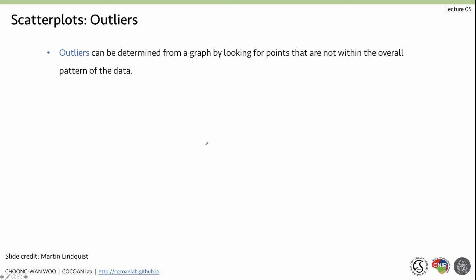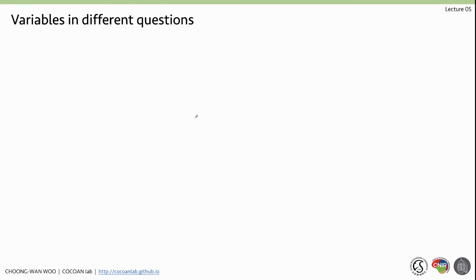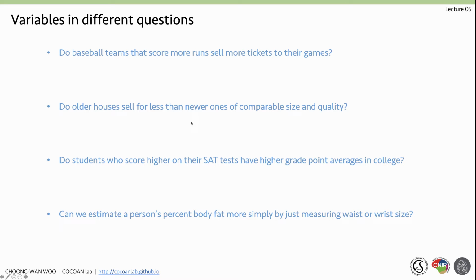The last one is outliers. Outliers can be determined from the graph by looking for points that are not within the overall pattern of the data. So here, this is a nice linear relationship, but there is one dot here. This we can see by eye, we can see this is an outlier. So there could be many different questions, and the first thing we need to do is to define the variables. What is x? What is y? And what are the dots?